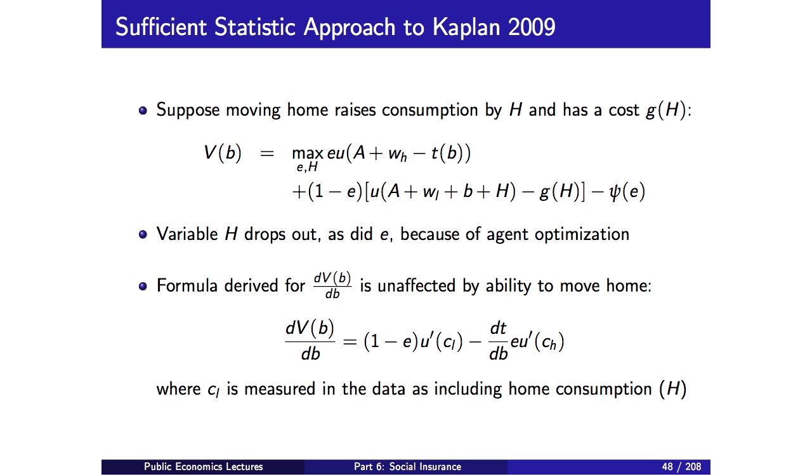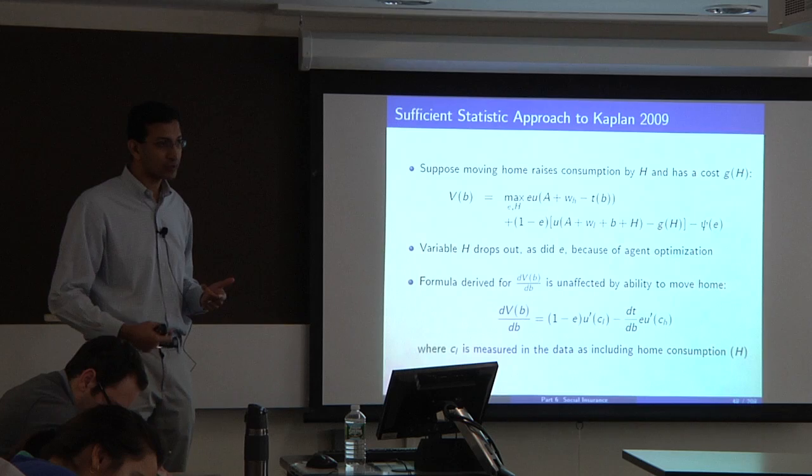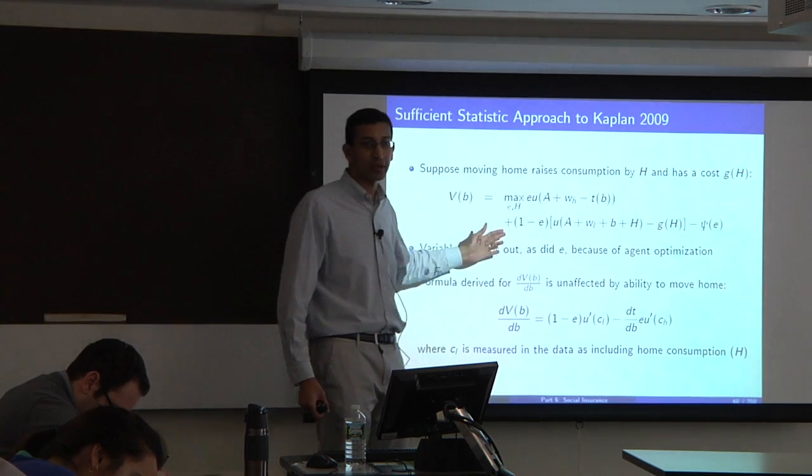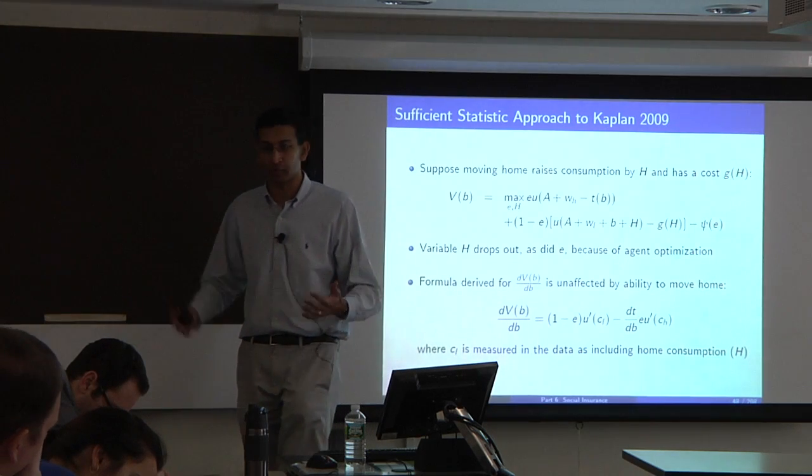But it's important to be clear that this does not mean that the ability to move back home has no impact on the optimal level of unemployment benefits. That's not what we're saying. What we're saying is this formula doesn't change, but the inputs into that formula are going to change as a result of the ability to move back home, right? So in particular, your consumption in the low state is now going to include this part that comes from the ability to move back home, and you need to measure consumption in the right way, and that's going to end up affecting the optimal level of benefits. But if you were measuring consumption in the right way to begin with, you can totally ignore the fact that part of it came from moving back home or doing whatever else.